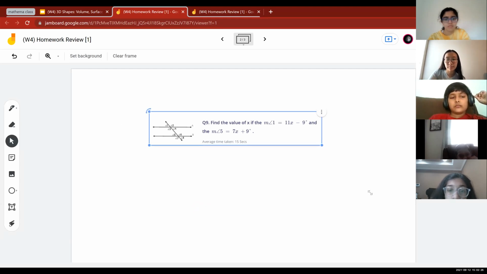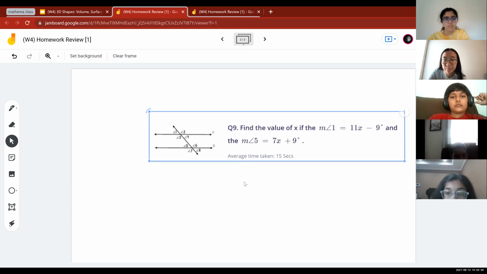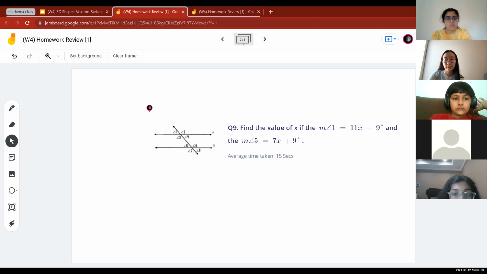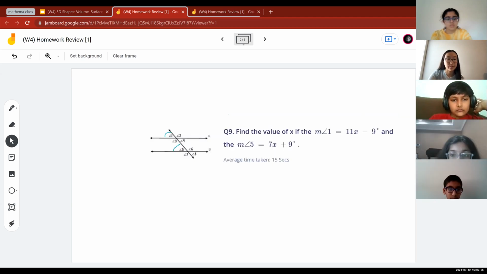Okay, the second most missed question. Find the value: angle 1 equals 11x minus 9 and angle 5 equals 7x plus 9. So first we need to figure out the relationship between the angles. Angle 1 and angle 5 are both in a similar position, and their relationship is called corresponding angles, because they're both above one of the parallel lines and to the left of the transversal.